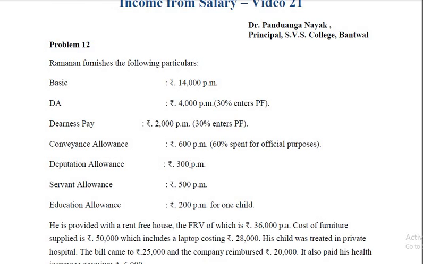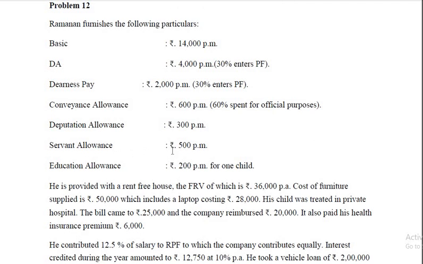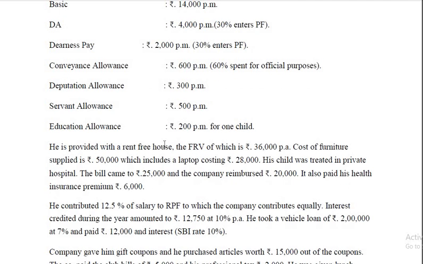Deputation allowance, that is fully taxable. Servant allowance, yes, that's also fully taxable. So per month is given, you have to multiply that with 12. Education allowance 200 per month for one child. Per child 200 per month is granted, but what is exempt is 100 per child for 12 months.